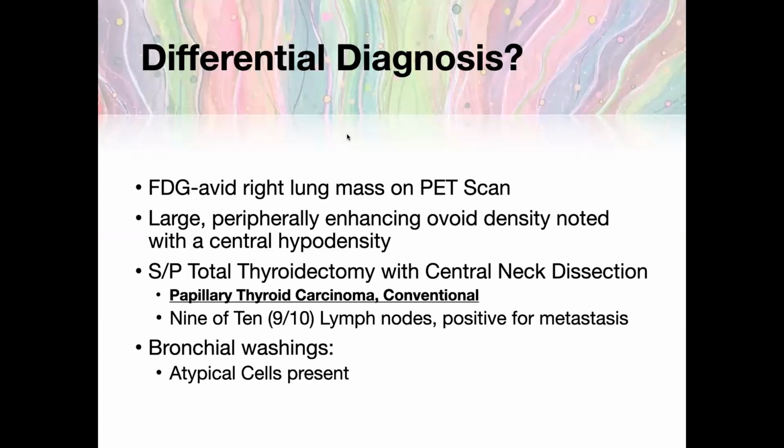So looking at the pertinent clinical information, we can start to form differentials. So again, we have an FDG avid right lung mass on PET scan, and a large peripherally enhancing ovoid density noted on CT scan. The patient has a history of PTC with 9 of 10 lymph nodes positive for metastasis and bronchial washings with atypical cells. Stop to think of the most common differentials given the patient's history alone.